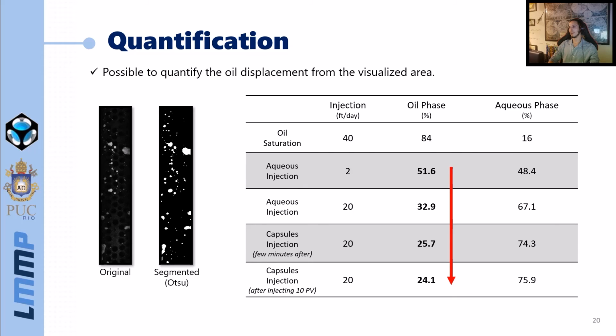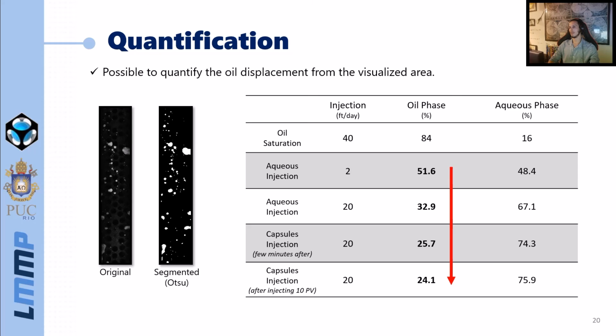Finally, the last part of this study is to show that it is possible to quantify the phase distribution in the porous media using 3D images, plane by plane. Some techniques are used to reduce noise, such as filters and phase subtraction. The picture on the left shows the resulting image after this process.